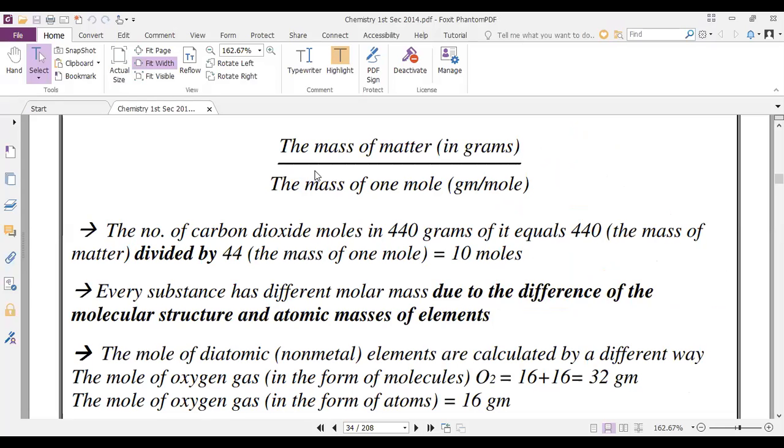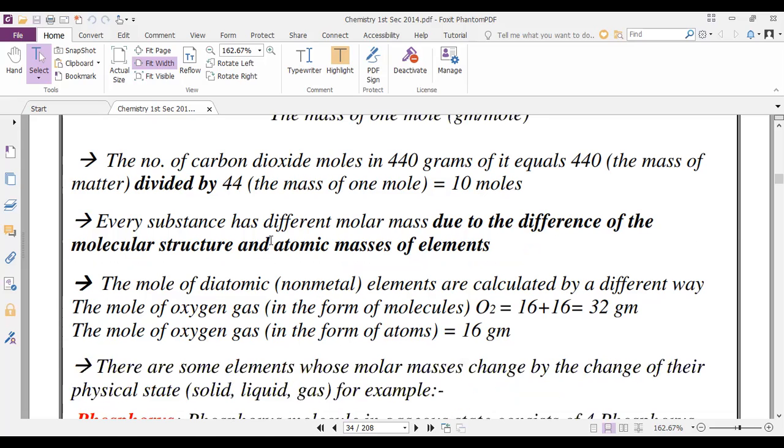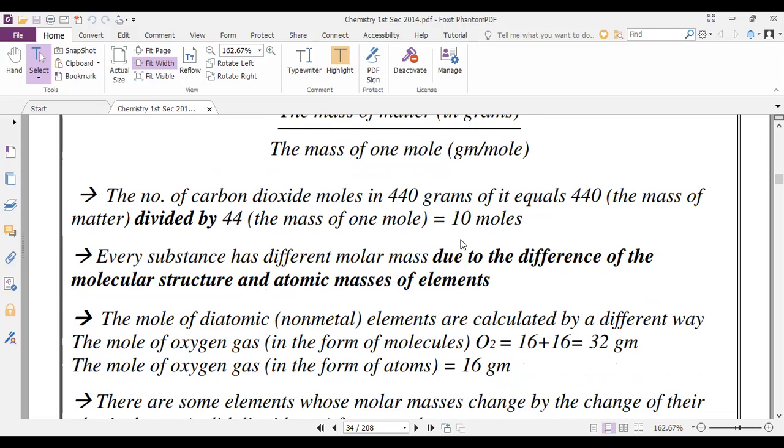The number of moles equals mass of substance divided by molar mass. In this example, the number of carbon dioxide moles in 440 grams of it equals 440, the mass of matter, divided by 44, the mass of 1 mole, which equals 10 moles. What's the number of moles? Number of moles equals mass of substance.